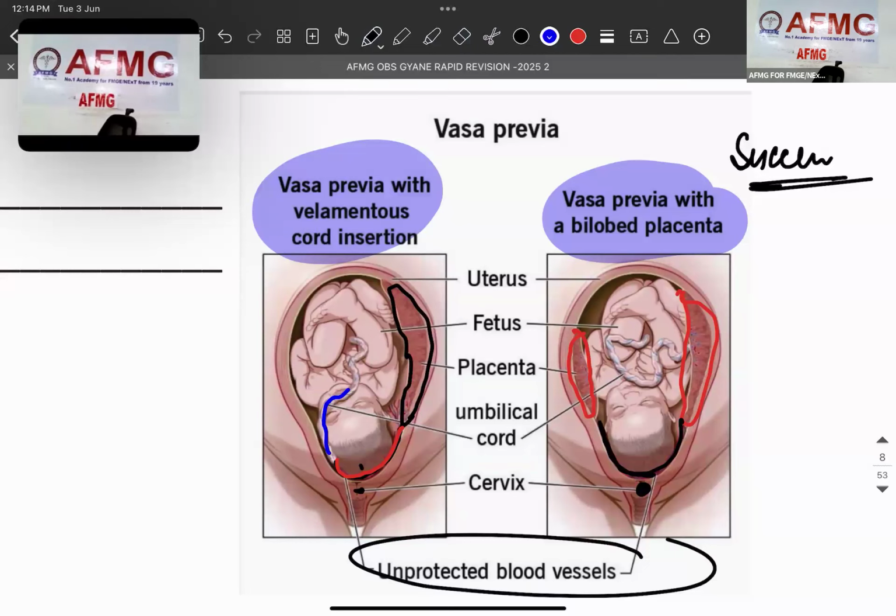Followed by that, filamentous cord insertion at the os or splitting of the cord at the os is called vasa previa: painless vaginal bleeding associated with fetal distress. There is only one management, cesarean section. Type 1 is associated with a filamentous cord. Type 2 is associated with two lobes, succenturiate type of placenta. We do the test called Singer's alkali test. That completes antepartum hemorrhage.